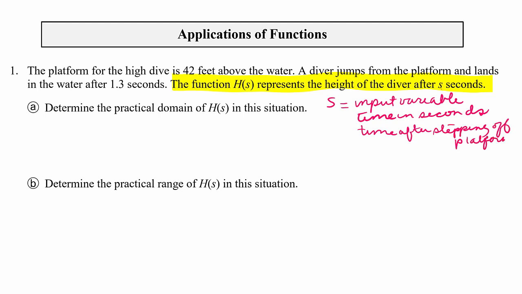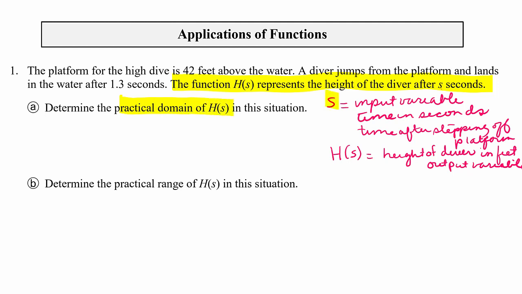Now, in our function notation, the output variable is h of s, which is the height of the diver after s seconds, and it's represented in feet. We're asked to find first the practical domain of the function. So again, s is our input variable, and it is representing the time he's falling off the platform before landing in the water.